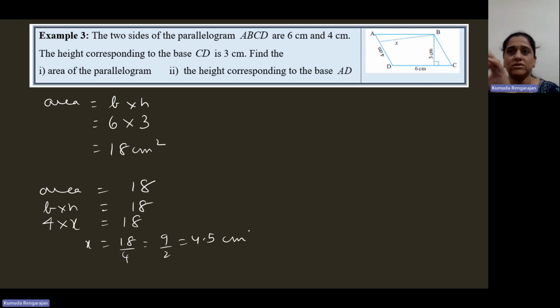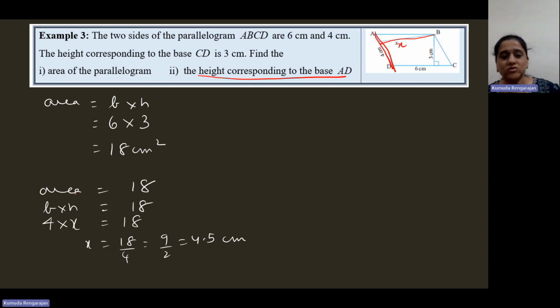Two questions you have to answer. One is the area of the parallelogram. For that, you should take the values where you know the base and the corresponding altitude. So you should take 6 and 3 only. So you got the area. Now you have to find the height corresponding to the base AD. Please see the screen. This is the base AD, and the height corresponding to that base. So you should find x.